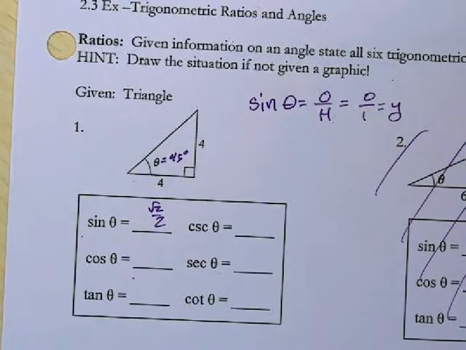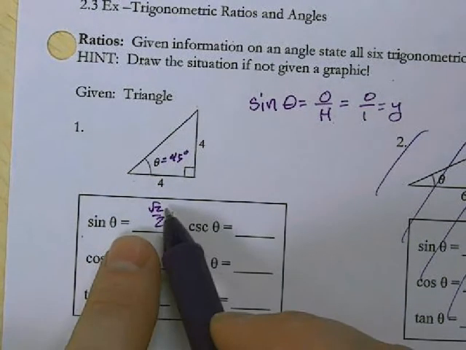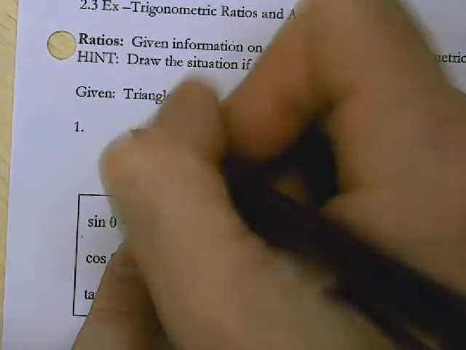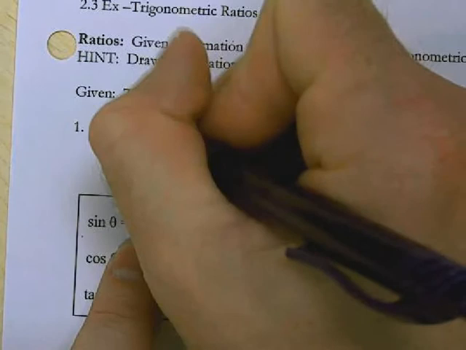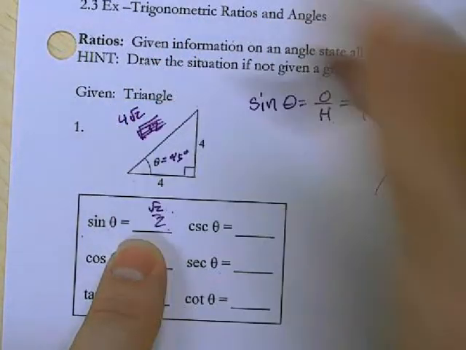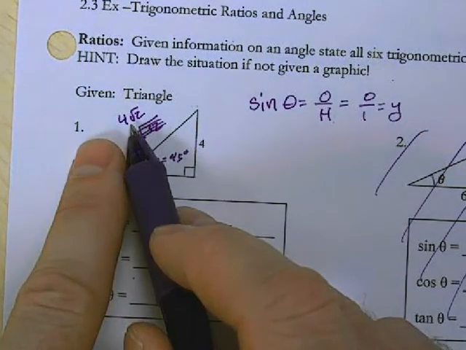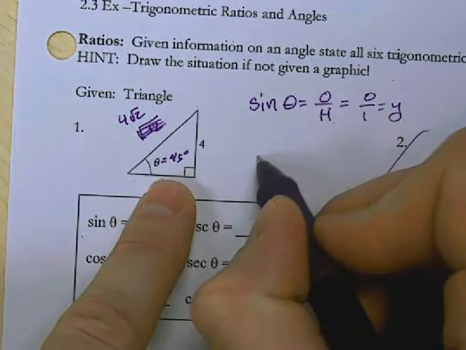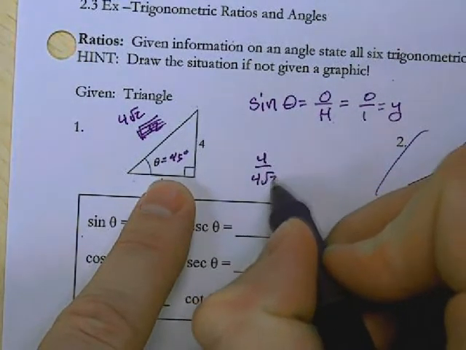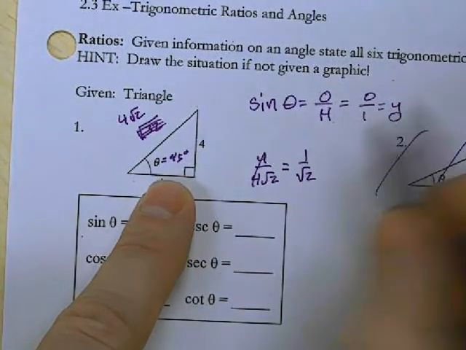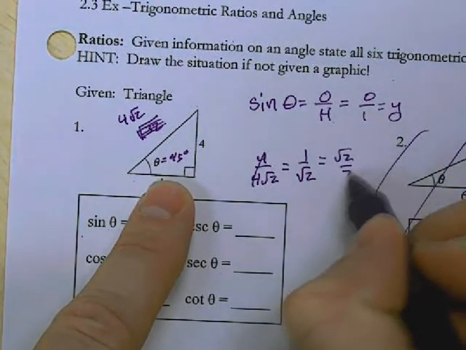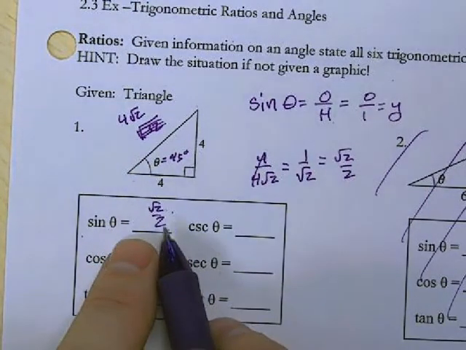Now, you are still going to get a ratio of square root of 2 over 2, though. If I did Pythagorean theorem here, I get square root of 32. Square root of 32 simplifies to 4 square root of 2. And if I did the opposite over the hypotenuse, 4 over 4 square root of 2, look at what that simplifies to. 1 over square root of 2. Rationalize your denominator, square root of 2 over 2. I get the exact same answer.